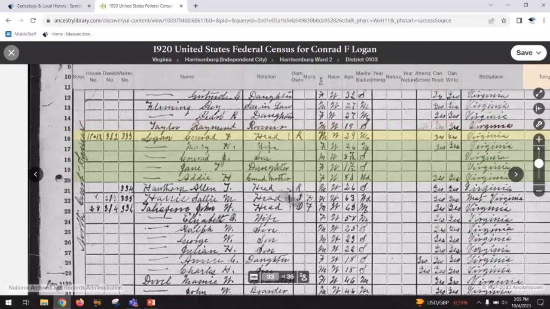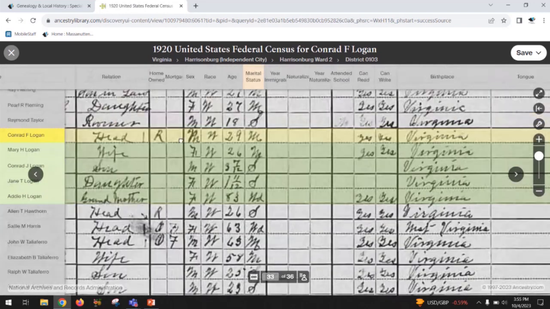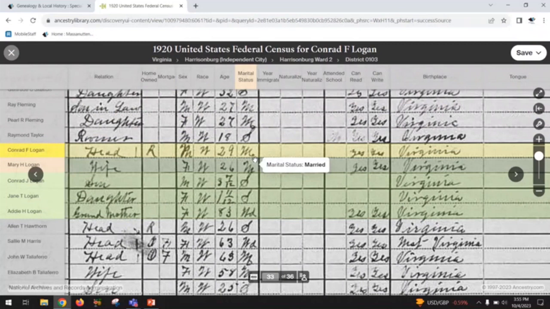You can see that they highlight him in yellow and the rest of his household in green. So here he is, Conrad Logan. So the human or computer who transcribed this thinks that that is an F, but looking at this, I know it's a T, and I can see how it could be either a T or an F or just really bad handwriting. So you need to look out for things like this. Different censuses would keep track of different information. Most of them would at least generally have sex, race, age, and marital status. This one has a year immigrated, but of course, Conrad was born in Harrisonburg, so he did not immigrate.